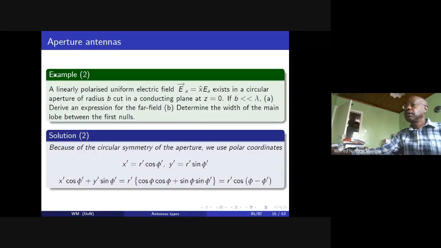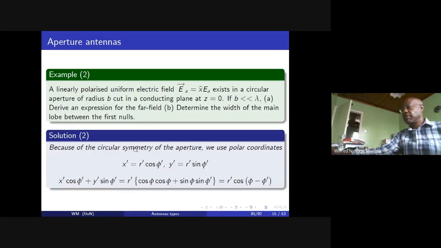So example 2. A linearly polarized uniform electric field with an aperture field EA exists in a circular aperture of radius b cut into a conducting plane at z equal to 0. If b, the radius of the cut or the aperture, is much smaller than the operating wavelength, derive an expression for the far field, and determine the width of the main lobe between the first nulls.